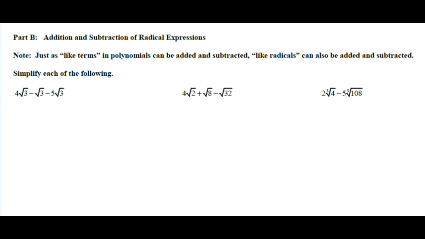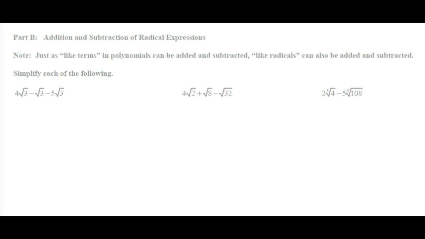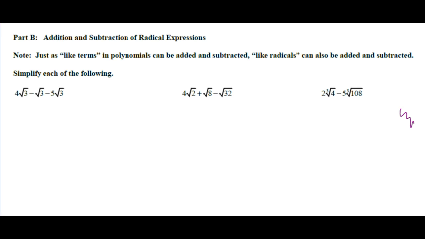Well, you do the first one. So really all we're worried about here is I got 4 minus 1 is 3, minus 5 is negative 2, and then what? Well, root 3. Right? So it's just like 4x minus 5x, right? They're not x's, they're root 3's. Could be apples, could be oranges.